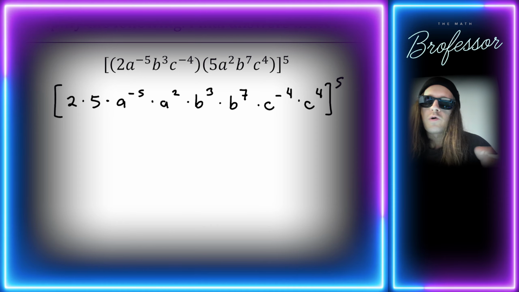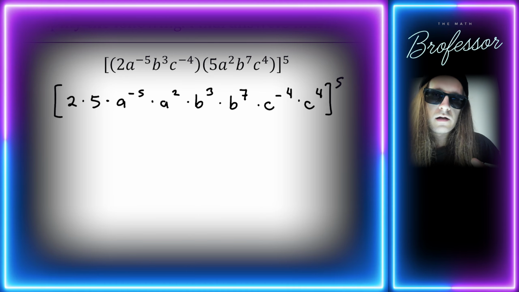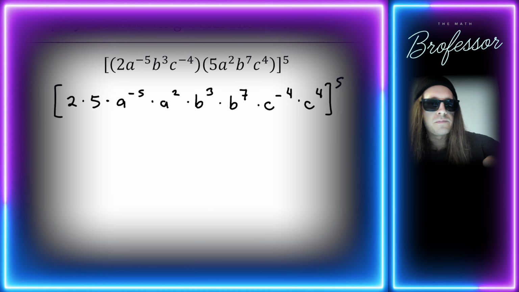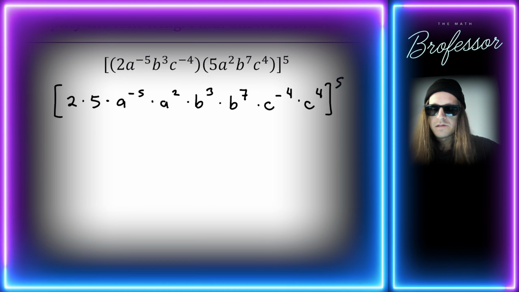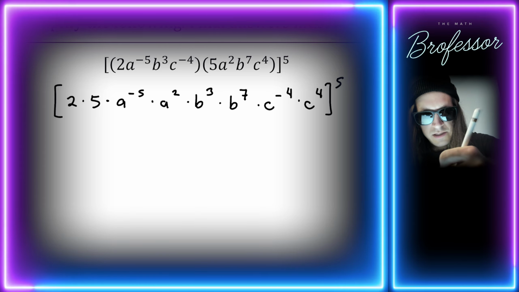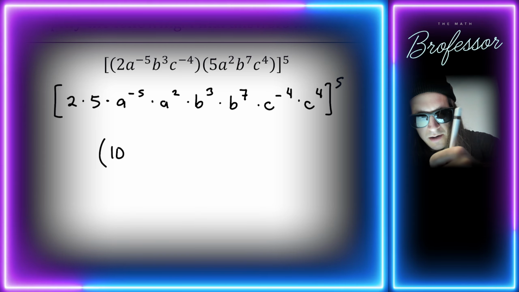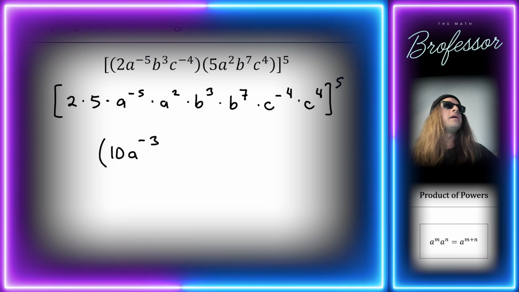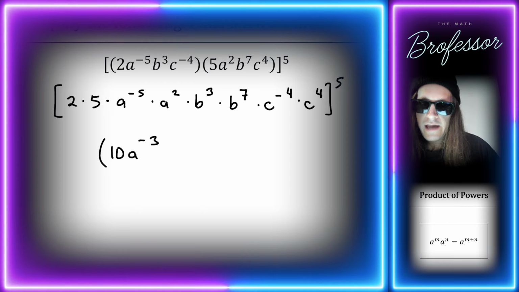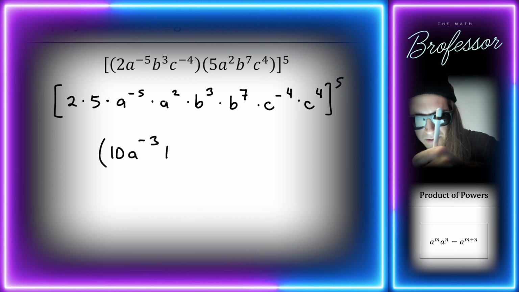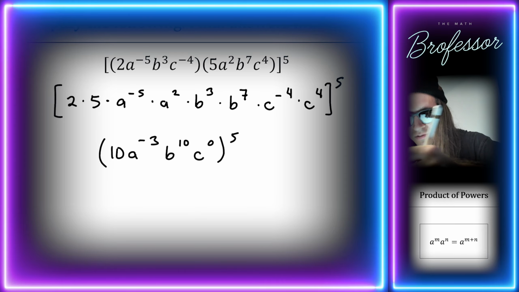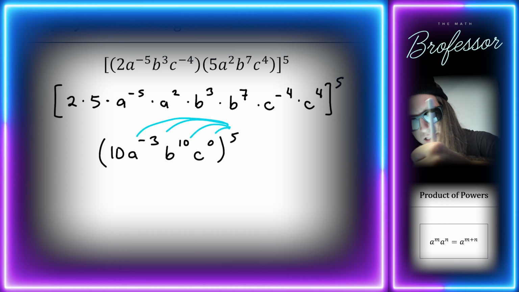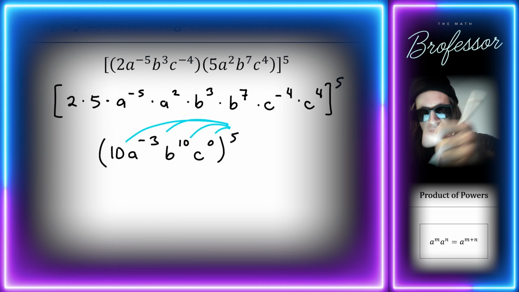Now, because there's only one layer of grouping, I'm going to switch the brackets to parentheses. Brackets and parentheses are the same thing. They serve the same purpose. 2 times 5 is 10. Negative 5 plus 2 is negative 3. I'm adding the exponents. So right now, I'm doing product of powers on all the A's, B's, and C's. 3 plus 7 on the B is 10. Negative 4 plus 4 on the C is 0. We got a little 0 right there. What I might do now is distribute the exponent to everything. Don't forget the 10.